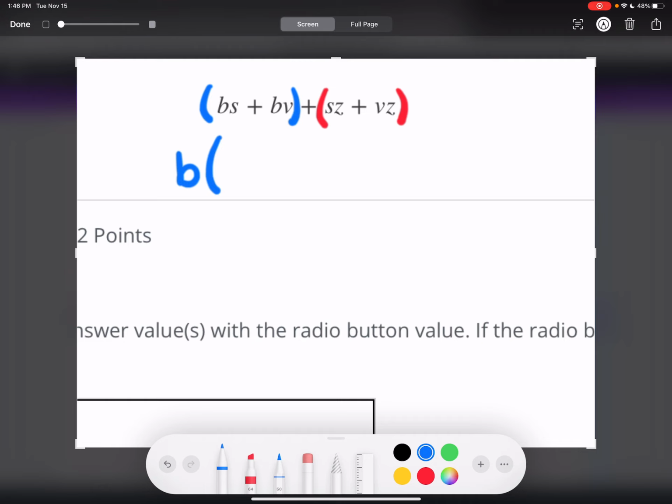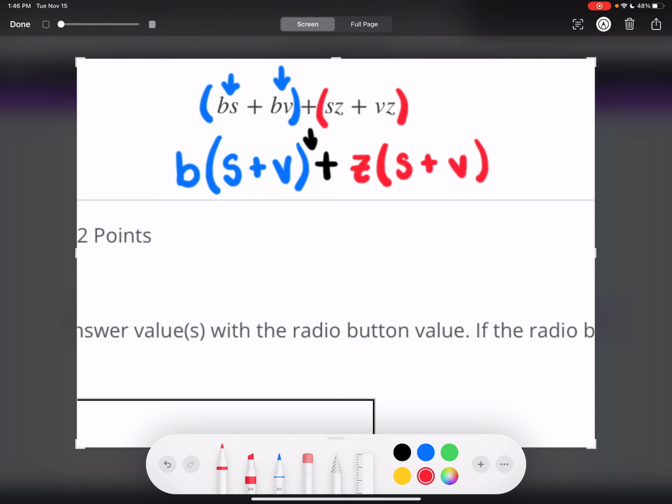I'm going to divide that out because I'm undoing the distributive property. BS, divide out the B is going to leave me with S. BV, divide out the B is going to leave me with plus V. I'm going to carry down that sign. And then I'm going to do the same thing with the second parenthesis. SZ plus VZ. They have a Z in common. And then when I take out that Z, I'm left with S plus V.